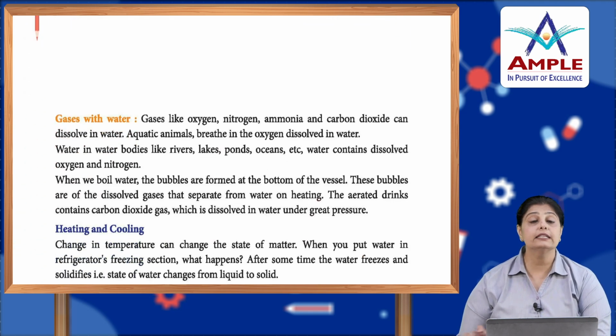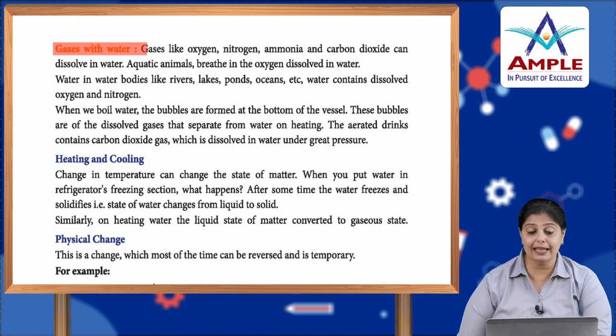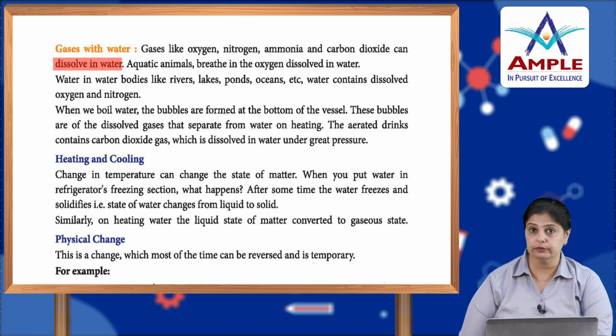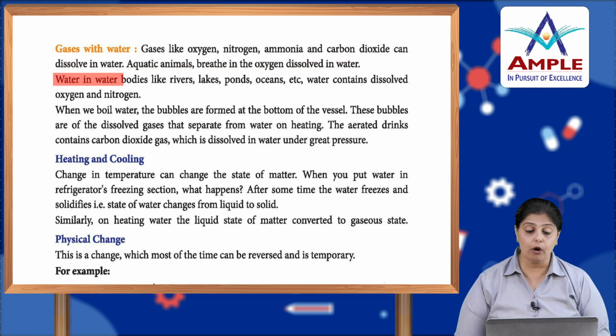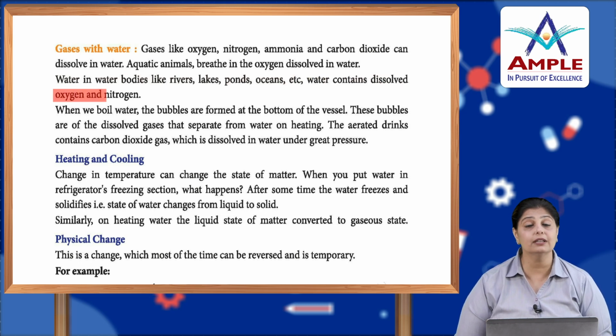Now, let us talk about gases in water. Gases like oxygen, nitrogen, ammonia and carbon dioxide can dissolve in water. Aquatic animals breathe in oxygen which is dissolved in the water. Water in water bodies like rivers, lakes, ponds and oceans contains dissolved oxygen and nitrogen. In all these water bodies, oxygen and nitrogen gases are present because they are dissolved inside the water itself.